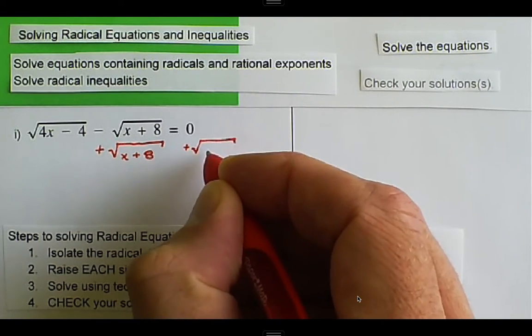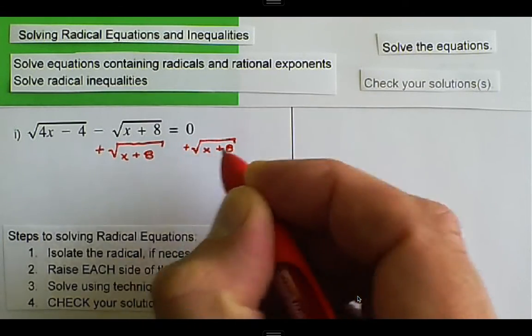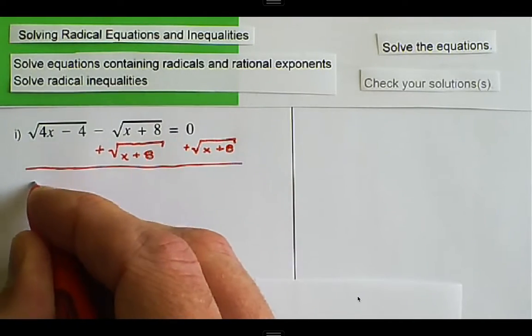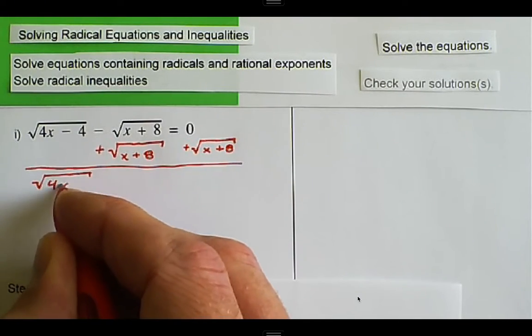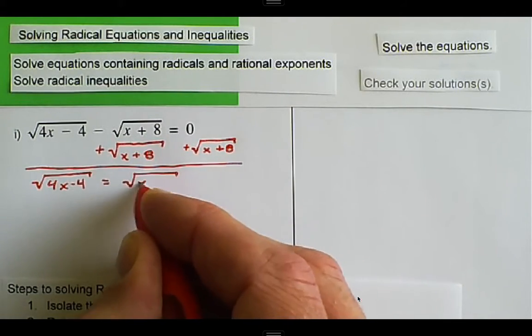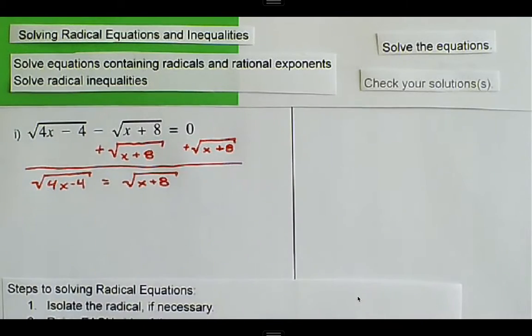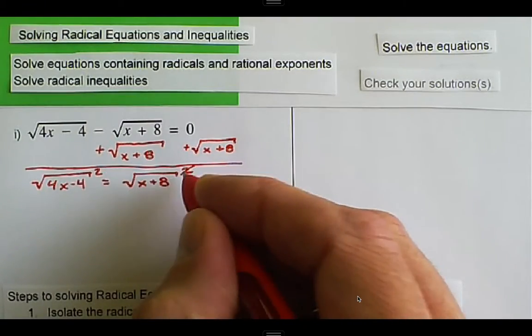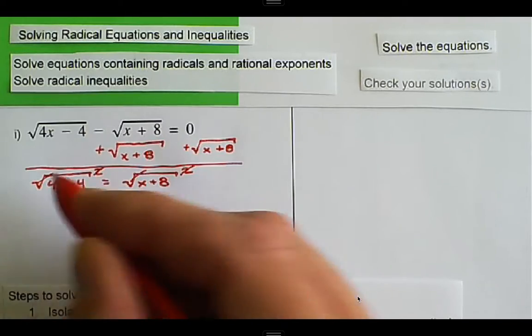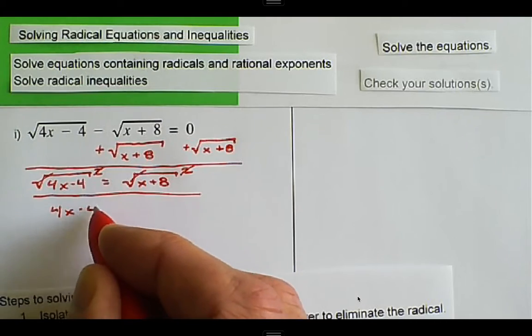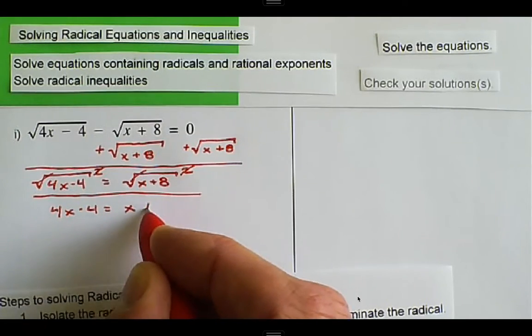It's nice that we have the 0 on the right side. And so we're left with 4x minus 4 is equal to the square root of x plus 8. And now in order to get rid of the radical, we have to square both sides. So fortunate also that they're both square roots. So the square cancels the square root, and the square cancels the square root. And we're left with 4x minus 4 is equal to x plus 8.